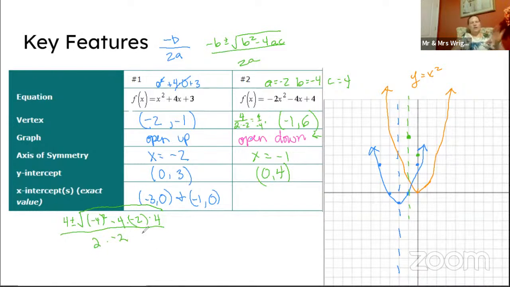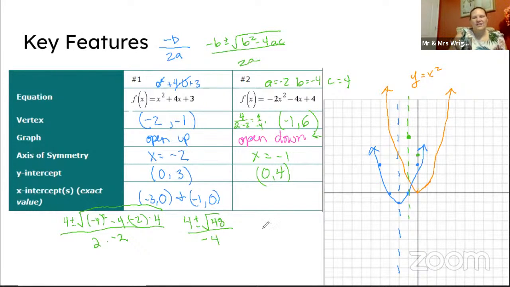All right, put our radical, and then we're putting all that over 2 times A, which is negative 2. All right, I'm going to plug in what's in my radical. Just do what's in the radical without the radical. So I'm putting in parentheses, negative 4, close parentheses, squared, minus 4 times parentheses, negative 2, close parentheses, times 4. And I'm going to hit enter, and I get 48. So 4 plus or minus square root of 48 over 2 times negative 2, which is negative 4.